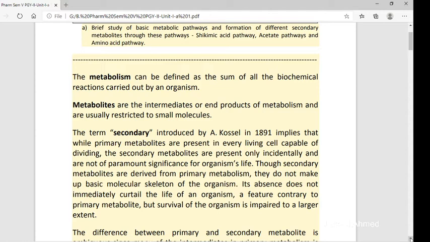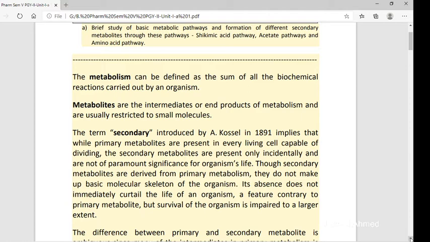Secondary metabolites are generally expensive to produce. Example, quinine. Quinine is isolated from cinchona bark. We know the uses of quinine. Quinine is an anti-malarial drug. Nowadays, chloroquine is a very in-demand product in this pandemic situation, COVID-19. So we get only a small quantity, and this is an expensive process.